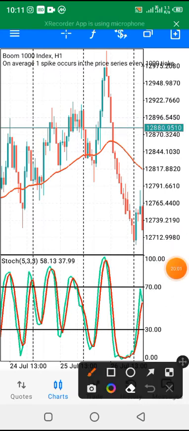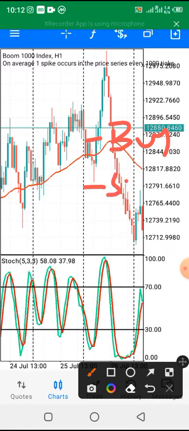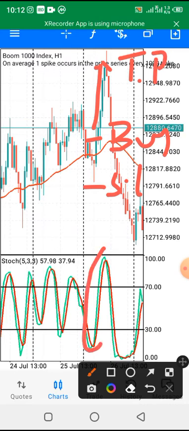You buy, put the stop loss just below there, and you see it pushed up till here. So this is where you take your profit, right? You can see what we traded now, this up move to the upside, because all the conditions were met.